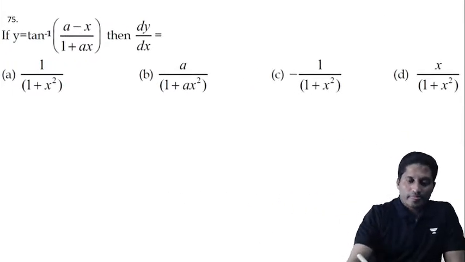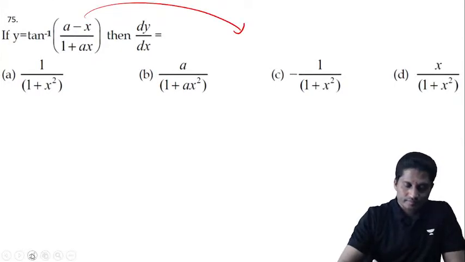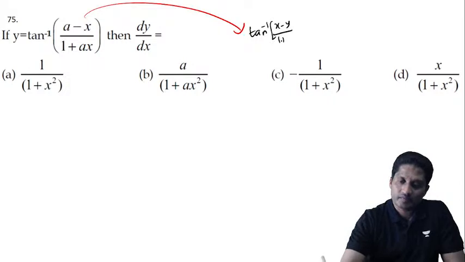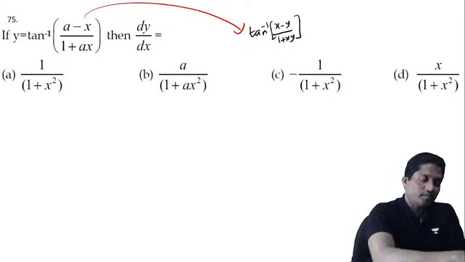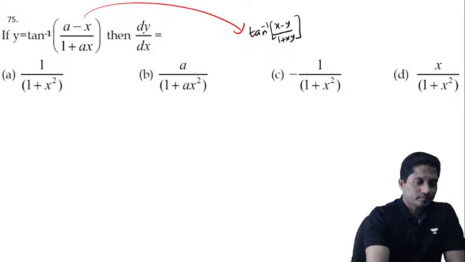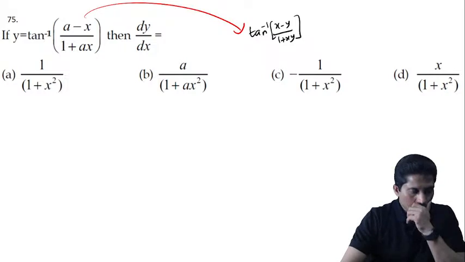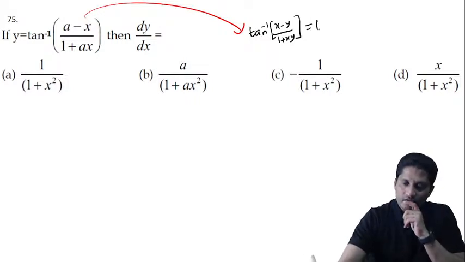Now this is of the form tan inverse of (x minus y) divided by (1 plus xy). Right, the formula will be equal to, so this is of the form tan inverse of x minus tan inverse of y.